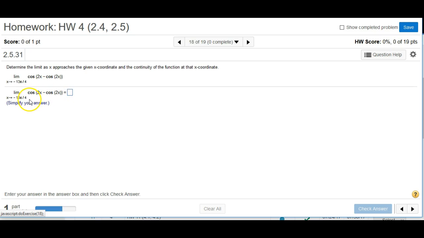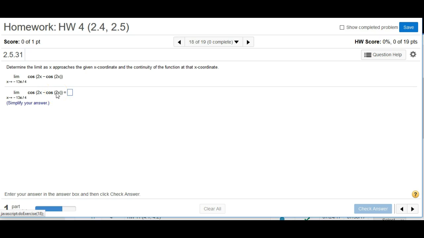So as x goes to minus 13 pi over 4, 2x is minus 26 pi over 4, or minus 13 pi over 2. Okay, so this part is minus 13 pi over 2. Then I have minus the limit again of the cosine of this. Because this cosine is also continuous, you can bring the limit inside here. And then this becomes minus 13 pi over 2 as well. So the cosine of minus 13 pi over 2.